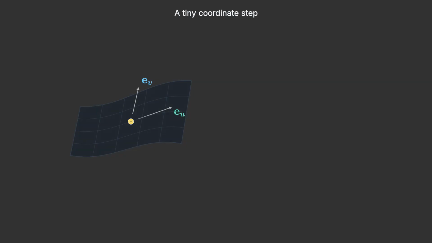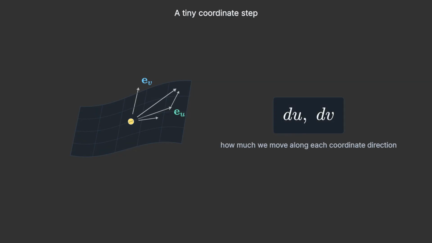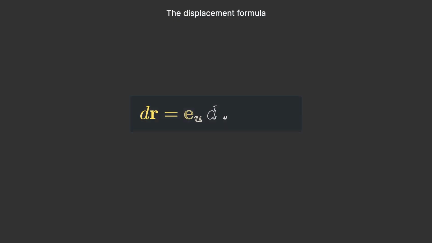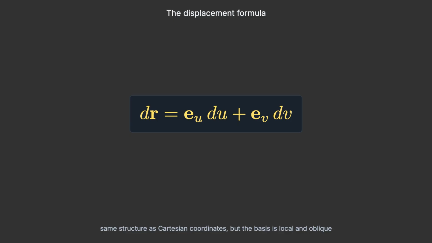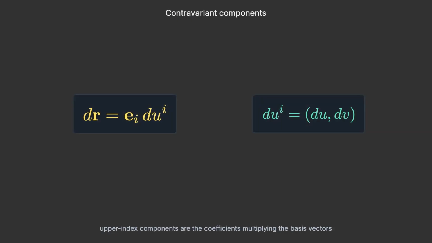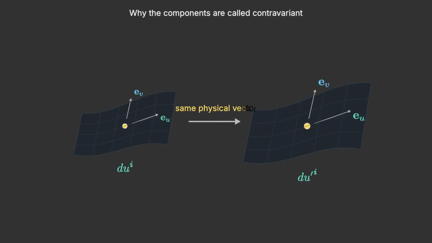Now take a tiny step on the surface. The numbers du and dv tell how much we move along those two coordinate directions. So the tiny vector is dr equals e_u du plus e_v dv. This is the same idea as the flat formula, but the axes are now local and possibly oblique. The numbers du and dv are contravariant components of the displacement. They are the coefficients multiplying the local basis vectors. Why the word contravariant? Because if the local basis stretches or tilts, the numerical components must change in the opposite way, so that the actual vector dr stays the same.